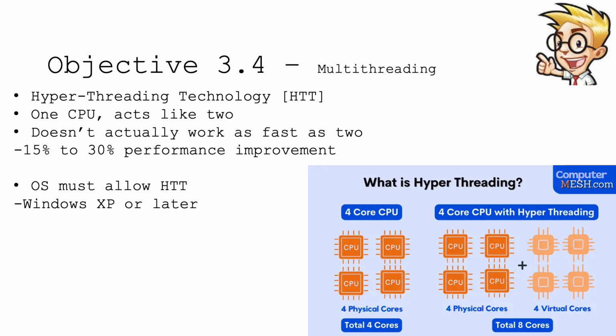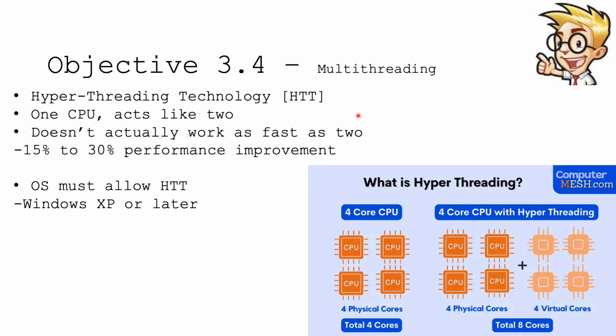This is called hyperthreading. Hyperthreading technology has been around for a while and has greatly influenced how computers work today. You can have one central processing unit, but the computer thinks that there are two, and it will perform better. You will see improvements of up to 15, maybe even 30 percent.